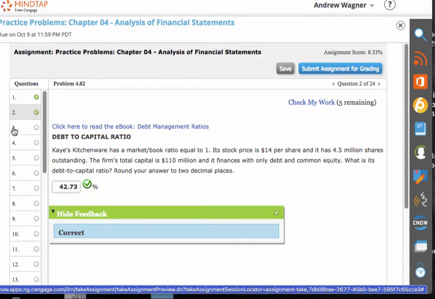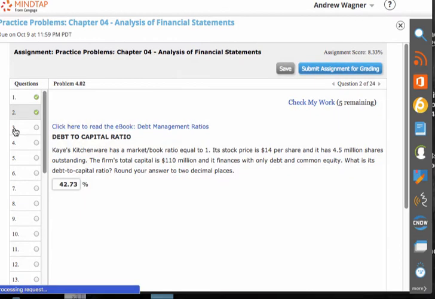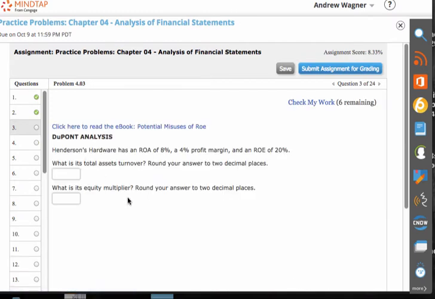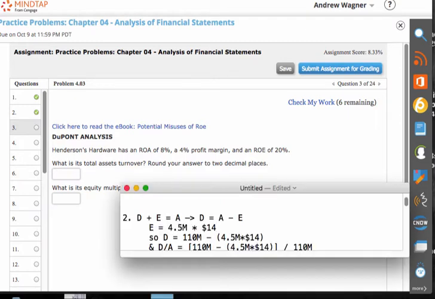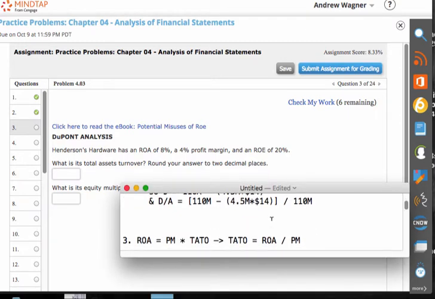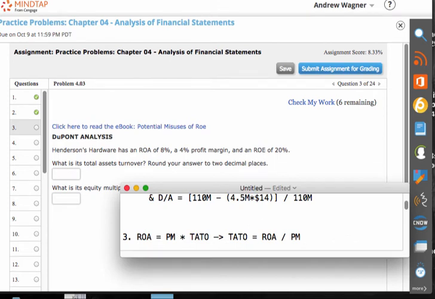So far, so good. And some of these actually have problem work-throughs, but all of them, of course, hopefully you know by now, take you to a relevant page in the textbook. DuPont analysis. That's the return on equity equals return on assets times equity multiplier stuff. Here we have return on assets is 8%, 4% profit margin, and return on equity is 20%. They ask for the total asset turnover. For this one, you just need to know that return on assets is equal to the profit margin times total asset turnover, which makes sense if you think about it.